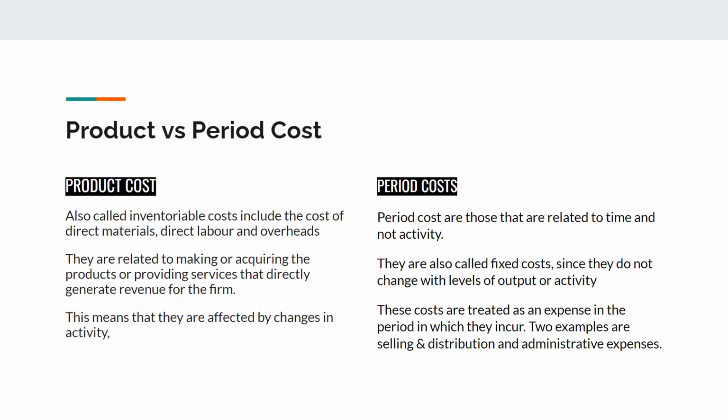Period costs, on the other hand, are those that are more related to time and not activity, right? So they are fixed costs. They don't change with levels of output or activity.